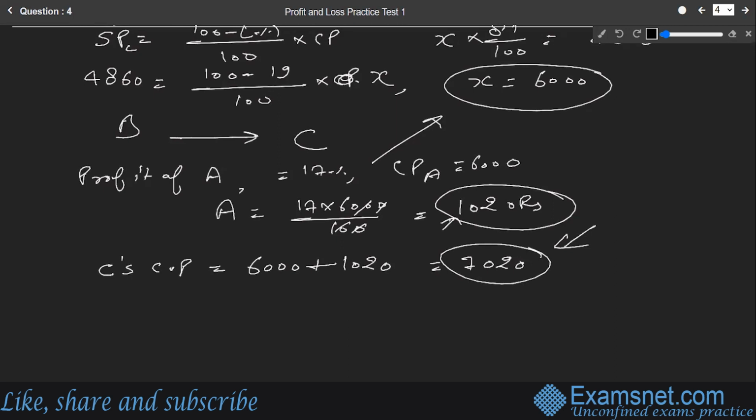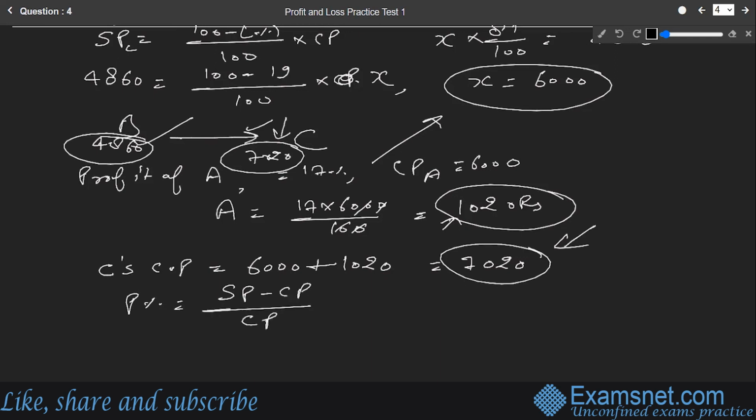B has bought it at 4860 rupees as stated earlier from A, and he has sold it to C at a price of 7020, because 7020 is the price which gives A a profit of 17%. So this is the cost price, this is the selling price. Now we have to find out the gain percent or the profit percent. We have a simple profit percent formula, that is selling price minus cost price divided by cost price into 100%.